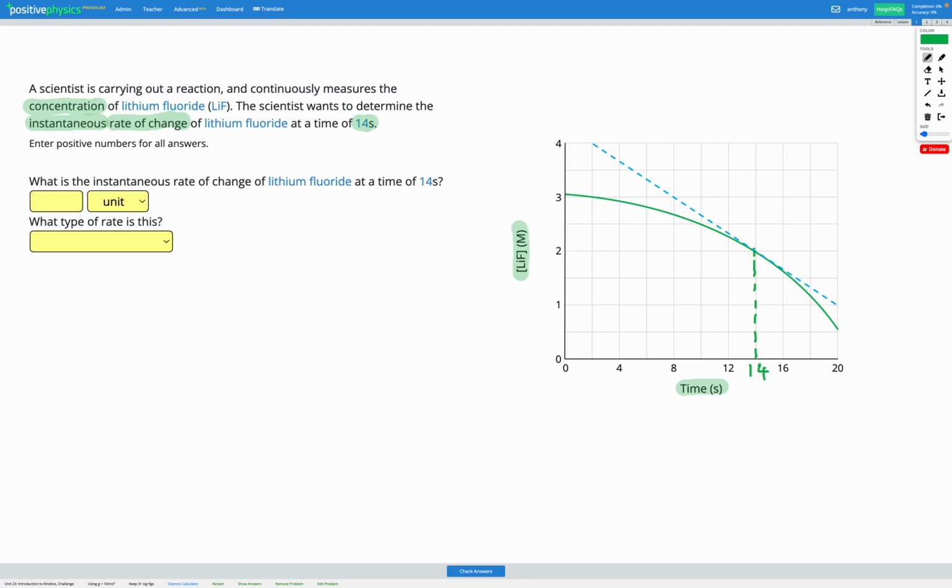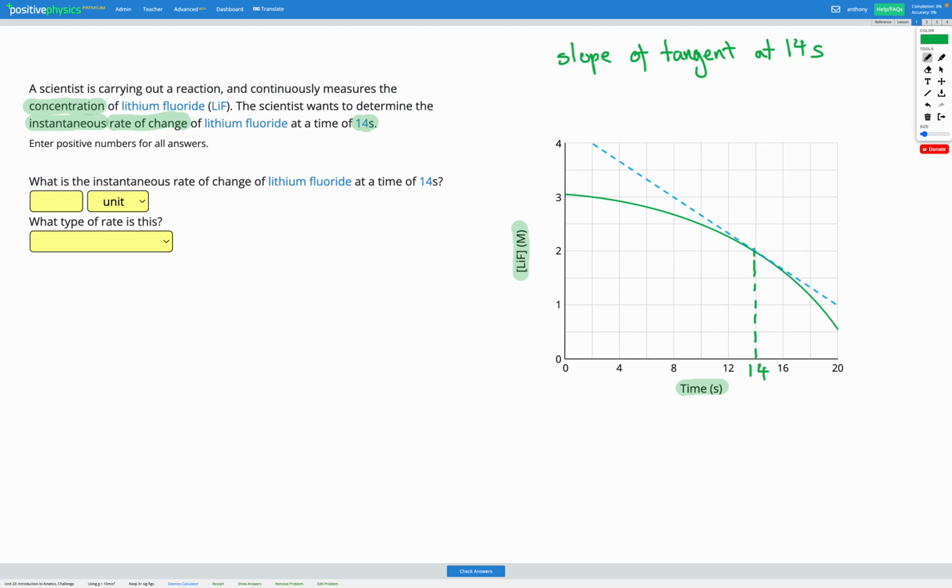So the slope of our line usually tells us the rate of change. In this question, since we have a changing slope on our curve, it's going to be the slope of the tangent at that moment that tells us the rate of change at that moment. In other words, the instantaneous rate of change. So we're going to need to find the slope of the tangent at a time of 14 seconds.